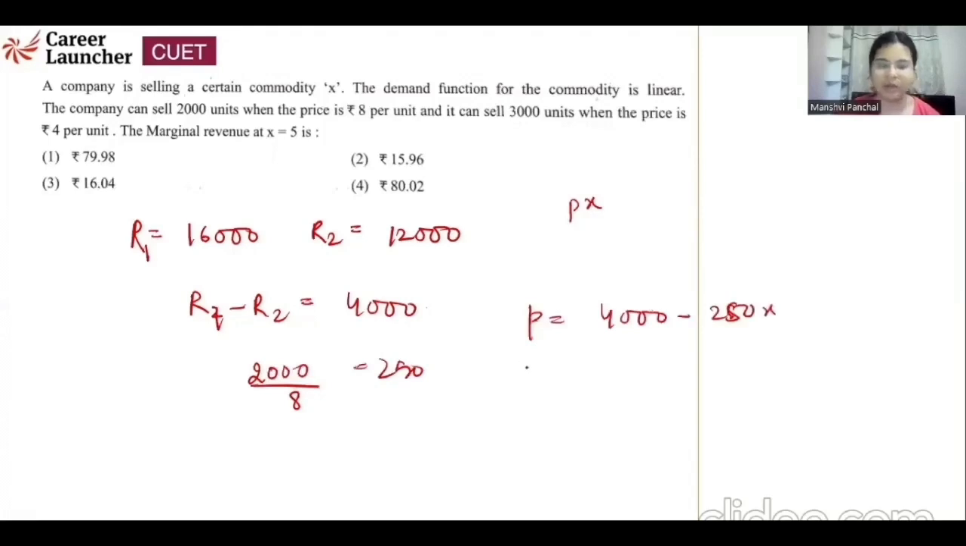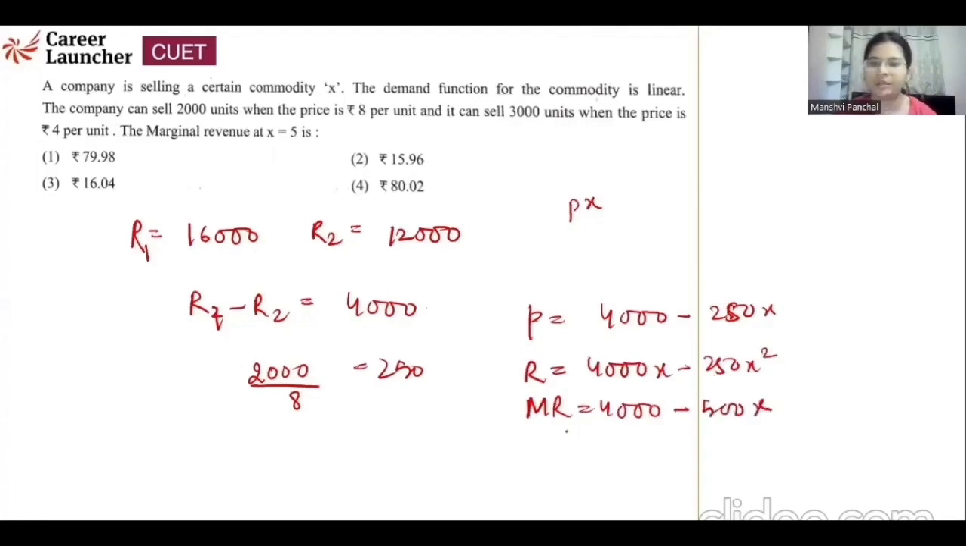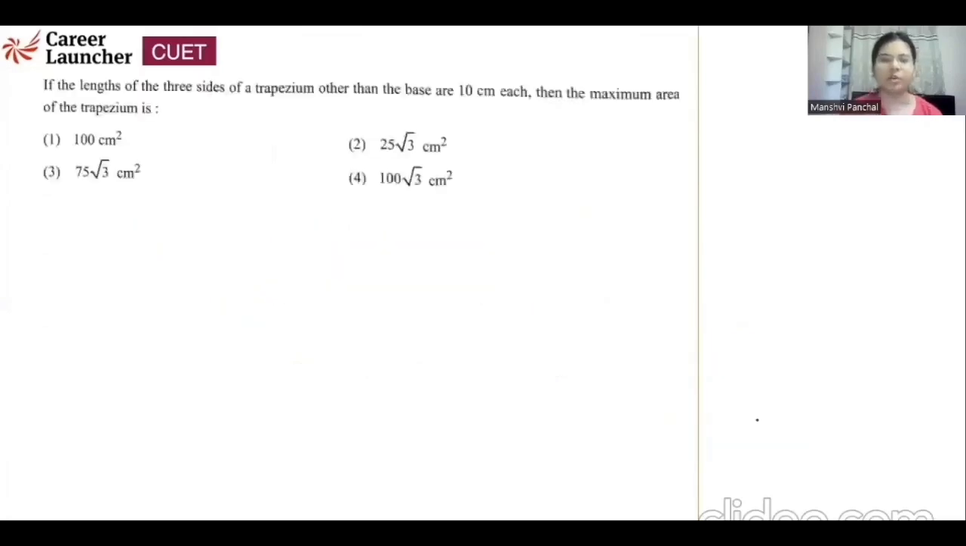Now when you calculate the revenue function, it is Px. So it will be 4000x minus 250x square. Okay, the price when x equals to 5. MR will be 4000 minus 500x. So when x equals to 5, it will be 4000 minus 2500. So the correct answer to this question will be 1500. The options given here are a little wrong in your exam, right? So the correct answer will be this. I hope this is clear. Moving on to the next question.